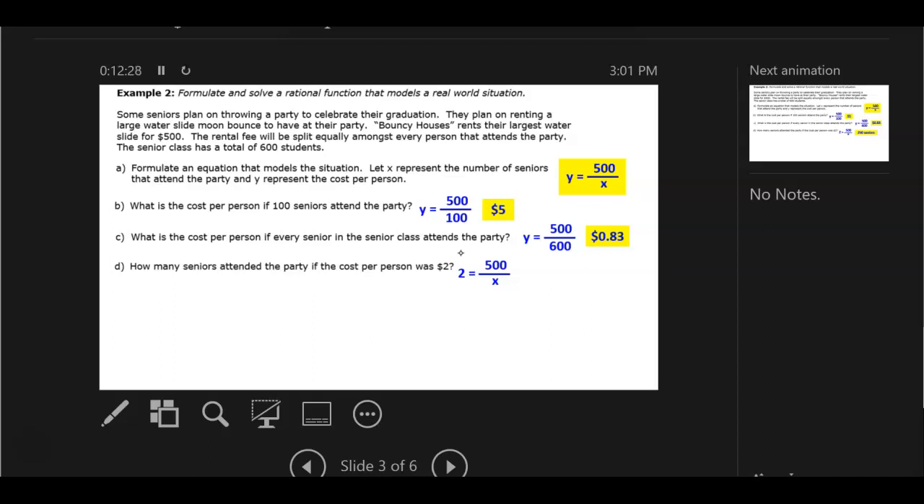Now, could you solve that? If you can do it algebraically, that's awesome. It's definitely possible. But, of course, you always have inSolve at your disposal. You could type it in, menu 3.1, type it in, comma x, okay? And if you did that, you end up with 250 seniors. That kind of makes sense. 250 seniors at $2 a pop gives you $500, okay?